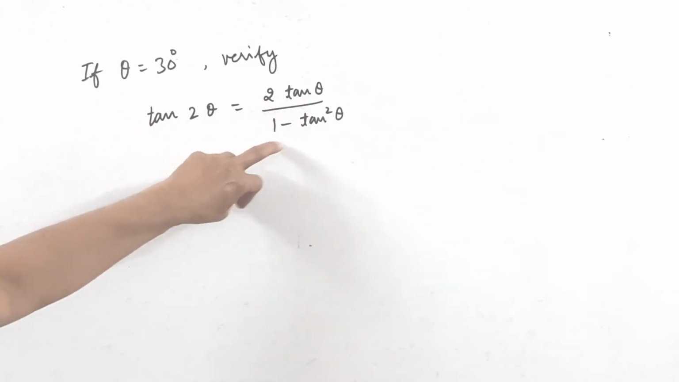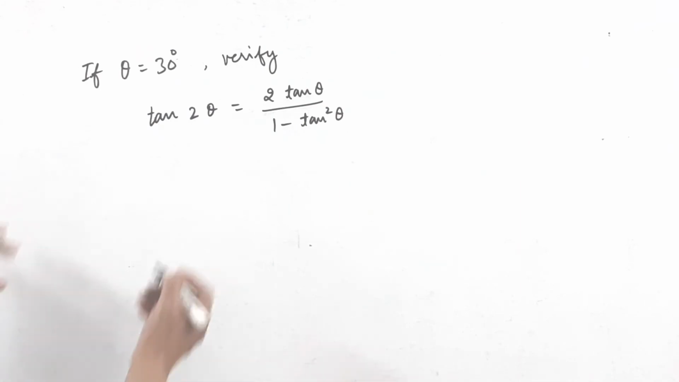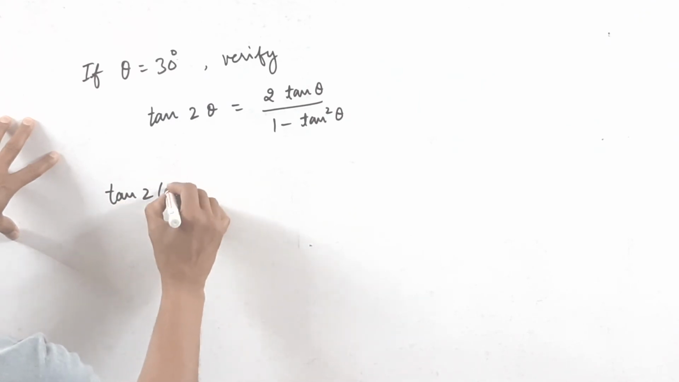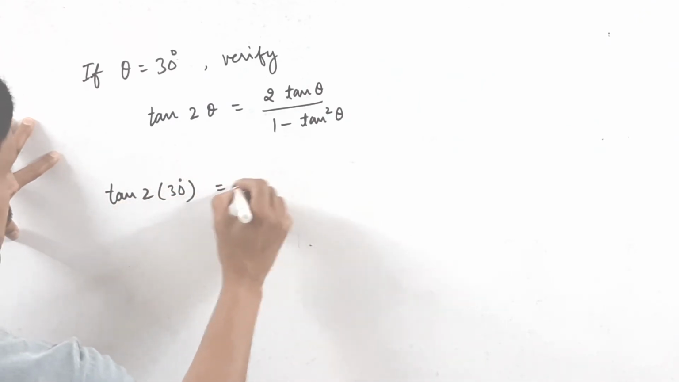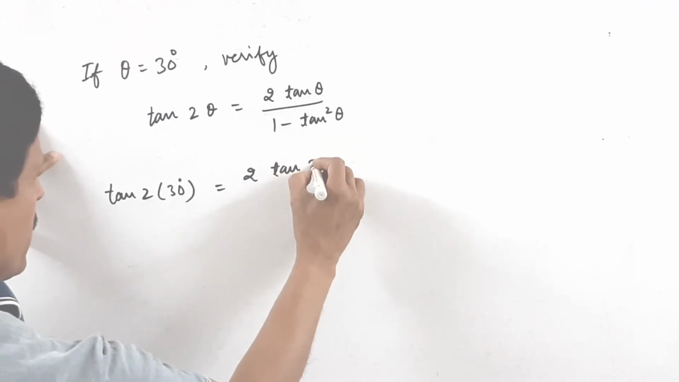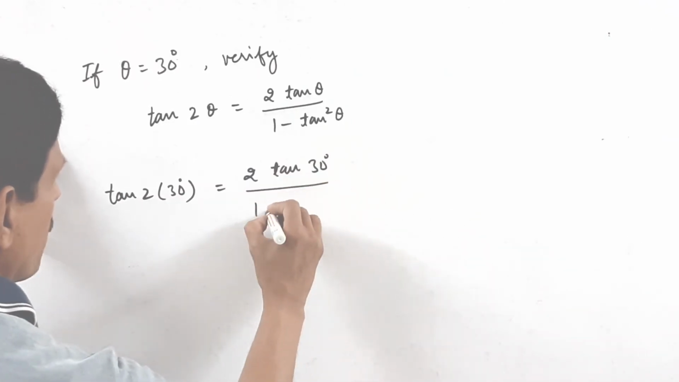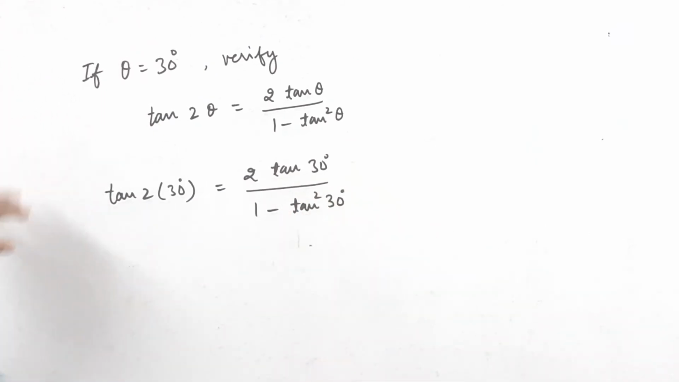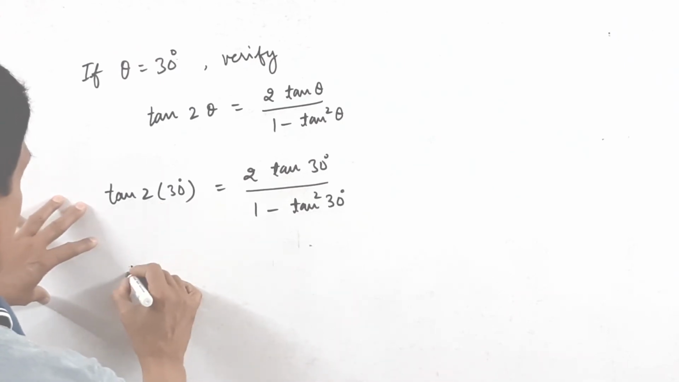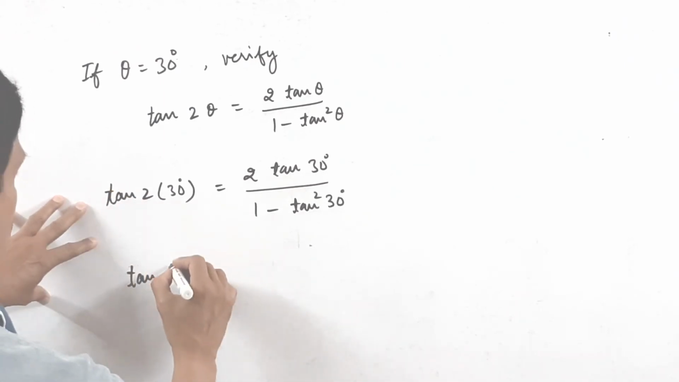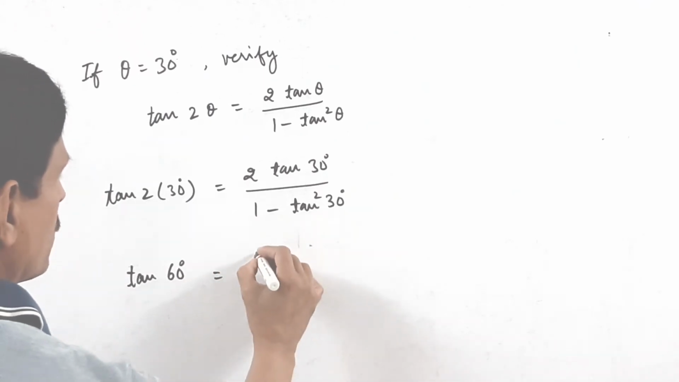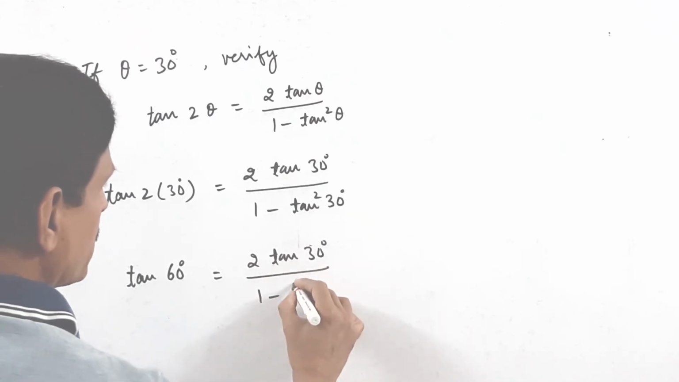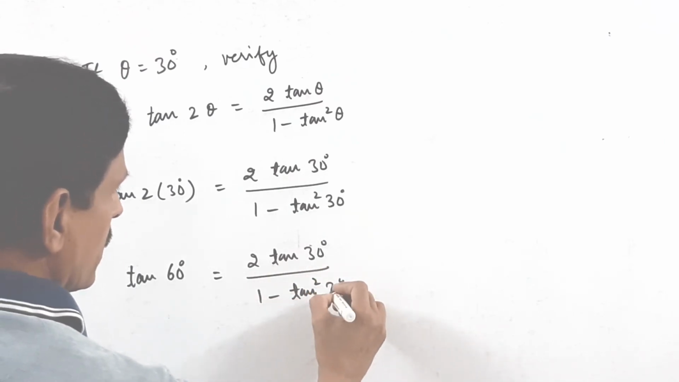In the next sum, if theta is equal to 30 degree, then verify tan 2 theta is equal to 2 tan theta upon 1 minus tan² theta. So we replace theta by 30 degree, so that is tan 2 into 30 degree is equal to 2 tan 30 upon 1 minus tan² 30 degree. This is tan 60 degree is equal to 2 tan 30 degree upon 1 minus tan² 30.